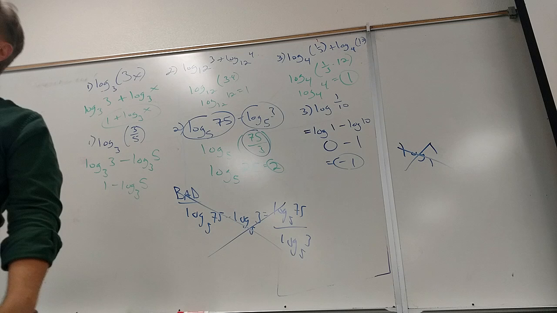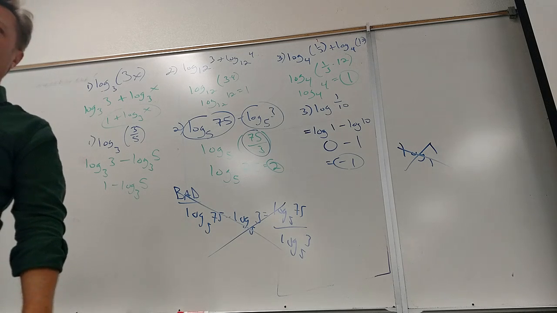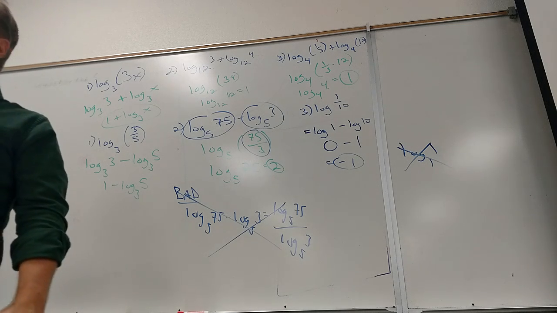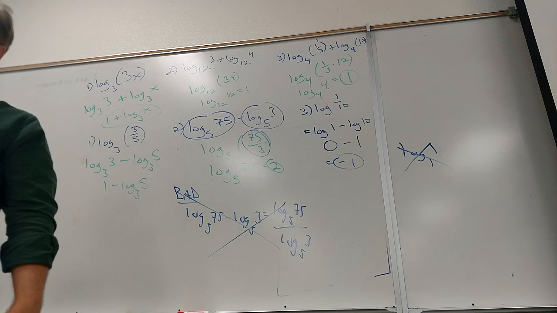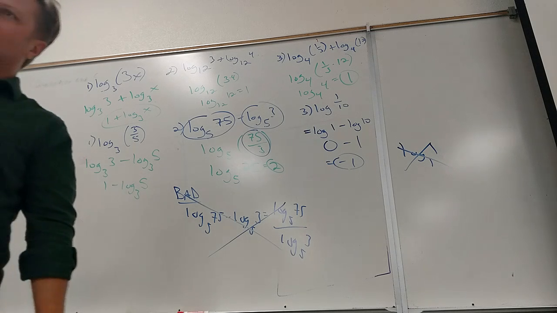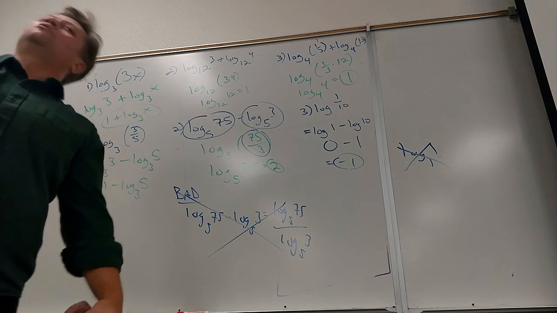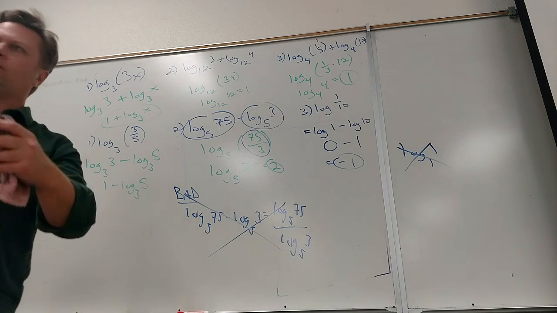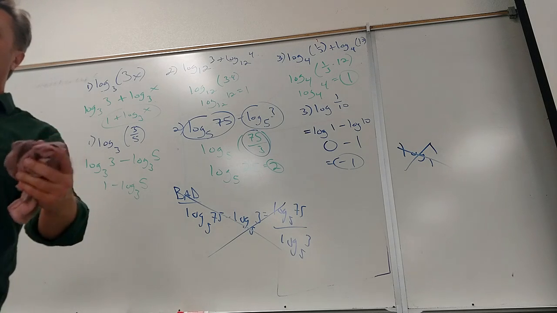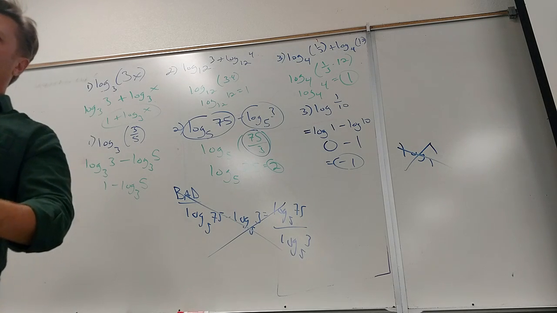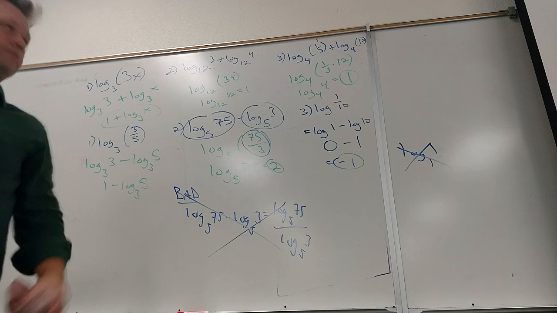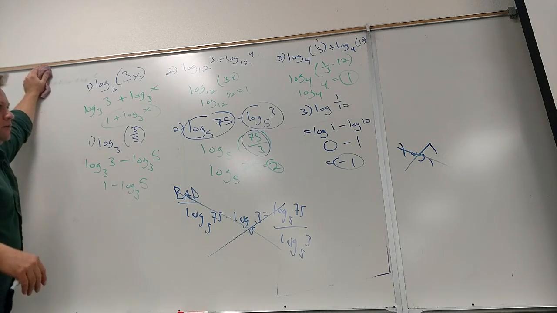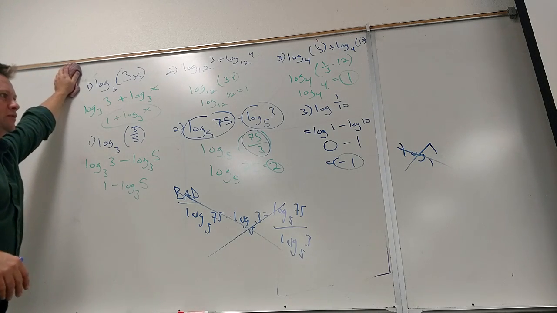Logs are all about the power. So if I have a radical, that's a horrible form. So if I have a square root, I better rewrite it as something to the 1/2 power. So whenever I have radicals in logs, I'm going to rewrite them as powers. Because what do logs care about? Powers. That's all logs care about is getting the power. They're little trumps. All right.